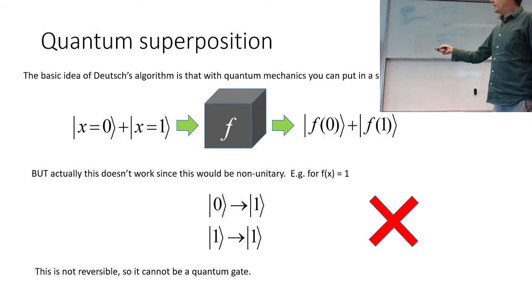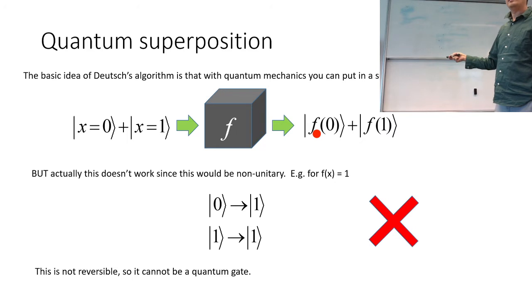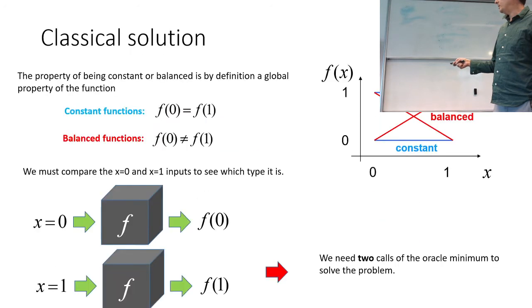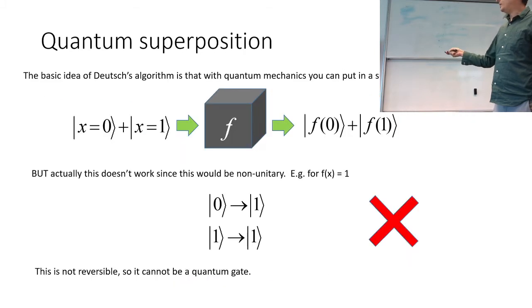The only problem with what I drew here is that this is not really a unitary kind of process. For example, if I was looking at this function, the flat one up here, f(x) = 1, that means the output is 1 each time. So that's 1, and so is that, right? And so this is a kind of non-unitary process.